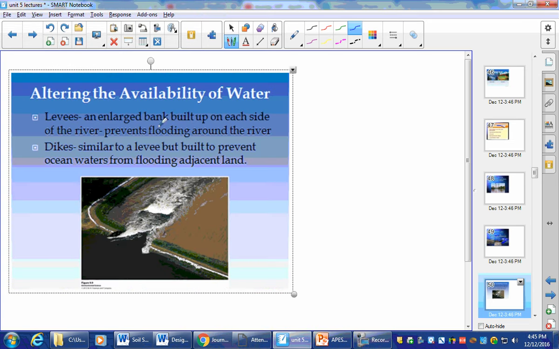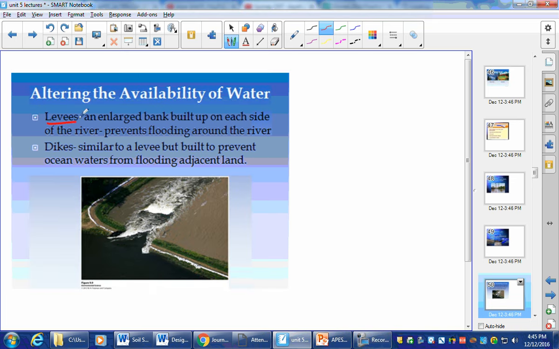Okay, altering the availability of water, which we do all the time. Here are some ways that we do it. Okay, we do levees. A levee is an enlarged bank built up on each side of the river that prevents flooding around the river. So imagine that you had a stream that does this. So here are the banks, right?